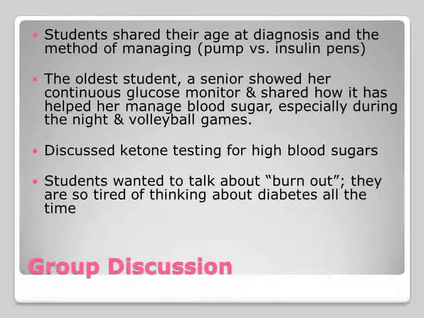The oldest student is a senior, and she showed us her continuous glucose monitor and shared how it works. She can actually wear the transducer while she's playing volleyball, and the actual monitor is 30 feet away on the sidelines, and they can keep an eye on her blood sugars to make sure she's not dropping too much with all that activity. Next, we moved into ketone testing for high blood sugars.